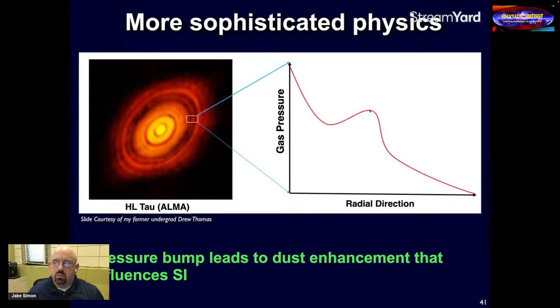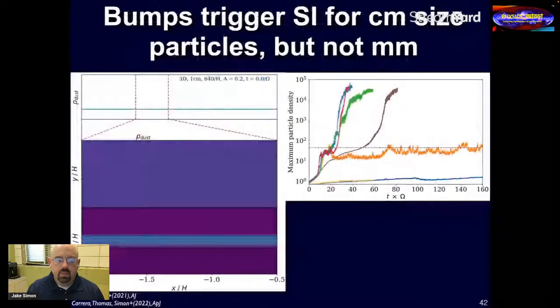But even if it's not a local maximum, changes in the slope of this could cause a traffic jam effect where pebbles momentarily line up or get to a higher density. So these pressure bumps lead to dust enhancements, and that influences the streaming instability. Now, why is this important?